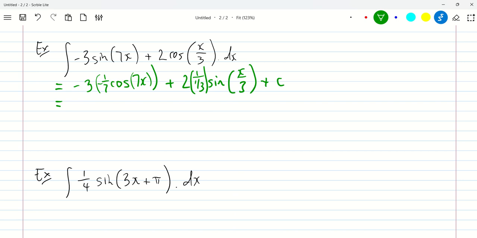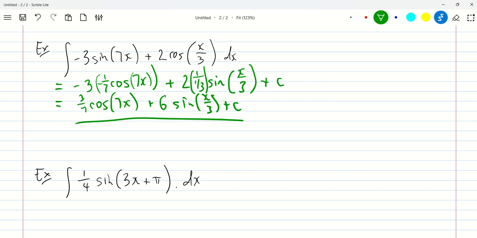Simplify. -3 times -1/7, that will just be 3/7 cos 7x. And 1 divided by 1/3 is 3, so it's going to be 2 times 3. So that's going to be plus 6 sine x over 3 plus c. And that's all we need.